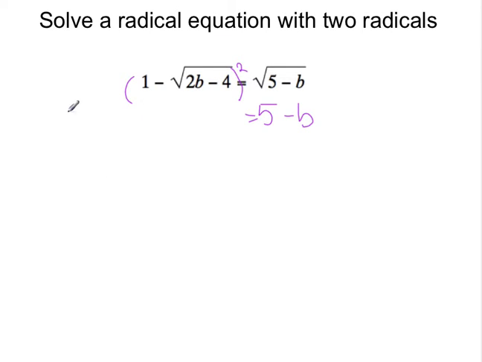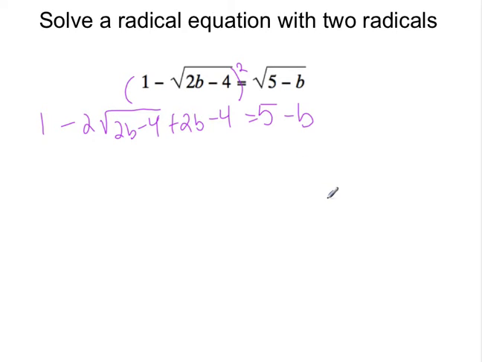And we need to FOIL that out. And what we will get is 1 minus 2 times the quantity of the square root of 2b minus 4. My last term then will be the square root of 2b minus 4 squared, which is just 2b minus 4. So I have plus 2b minus 4 here at the end.